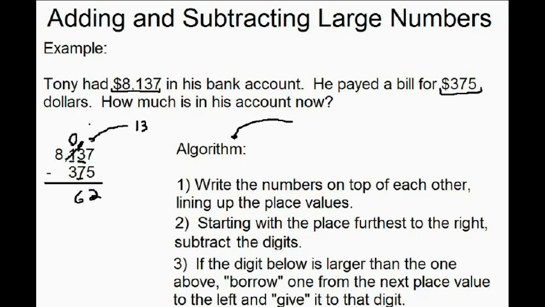Now once again, the digit above is smaller than the digit below. We have 0 minus 3. We are not able to do that here, so we have to borrow 1 from the next place over. Borrowing 1 from an 8 makes it a 7, and we give that 1 over here. So now instead of a 0, we have a 10, and 10 minus 3 is 7.